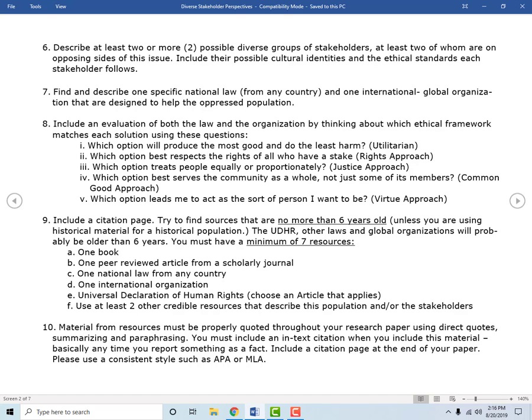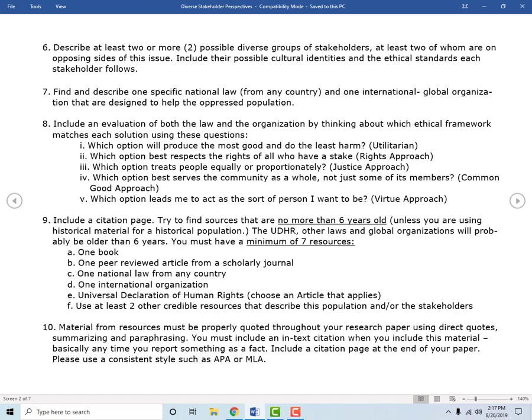If there are other questions connected to other ethical frameworks, you can insert those here and ask if they meet the ethical standard. 9. Include a citation page. Try to find sources that are no more than 6 years old, unless you are using historical material for a historical population. The UDHR, that is, the Universal Declaration of Human Rights, other laws, and global organizations will probably be older than 6 years. You must have a minimum of 7 resources.